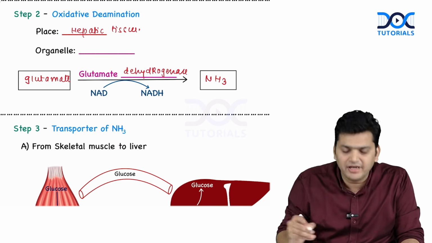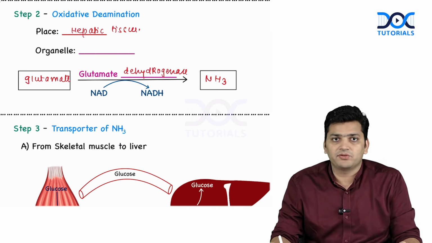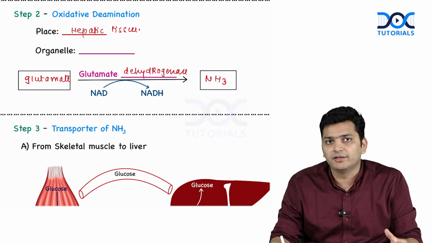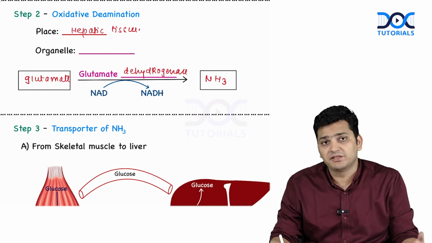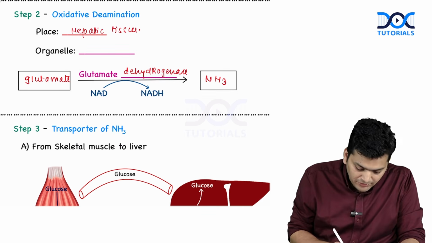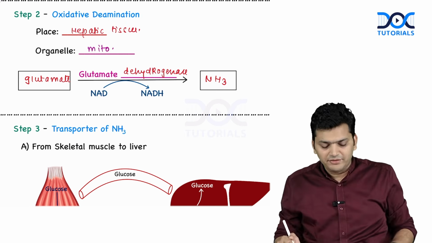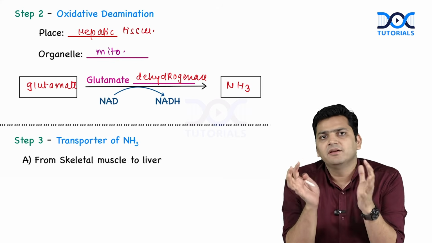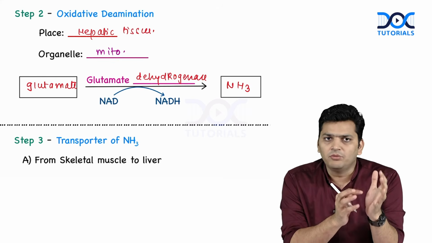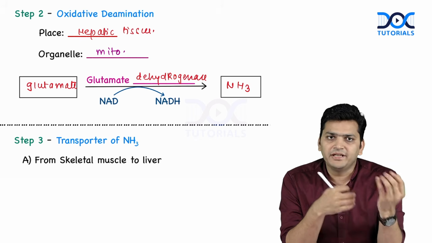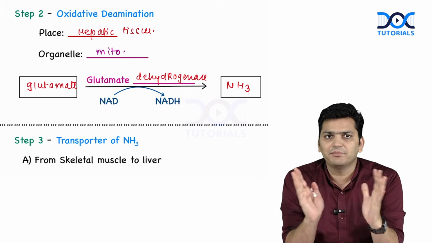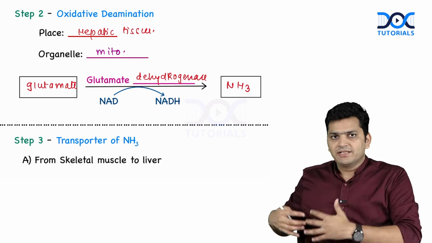NAD, NADH means dehydrogenase. And because it's an oxidative process, it is going to occur in the mitochondria, because oxygen is present in mitochondria. So oxidative deamination is going to occur in the mitochondria. It is a very easy process that takes out the ammonia from the glutamate, and that is because NAD, NADH comes into the reaction. So the name of the enzyme is dehydrogenase. Now the liver is having ammonia.